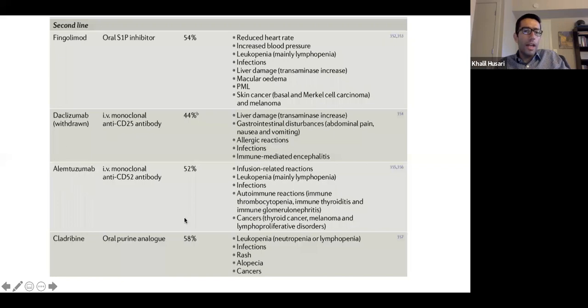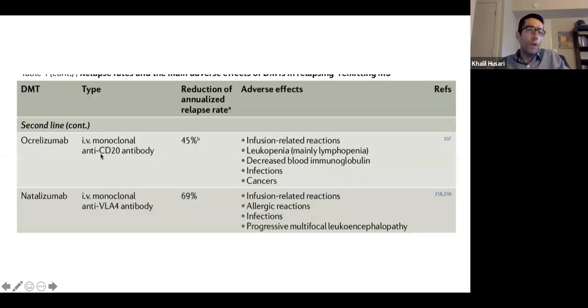This one is gone. Alemtuzumab is a CD52 antibody. It's very rarely used, actually. The big one, it can give you a lot of autoimmune problems. So it can give you ITP, immune thyroiditis, glomerulonephritis as well. And the big two that we use now, and particularly this one.